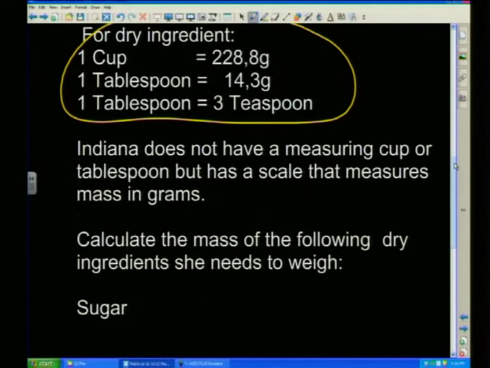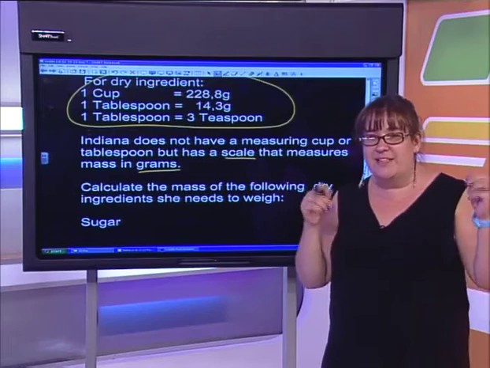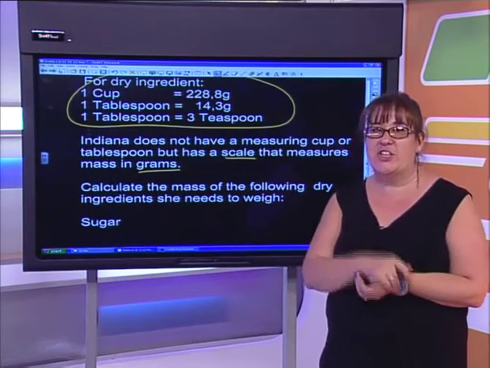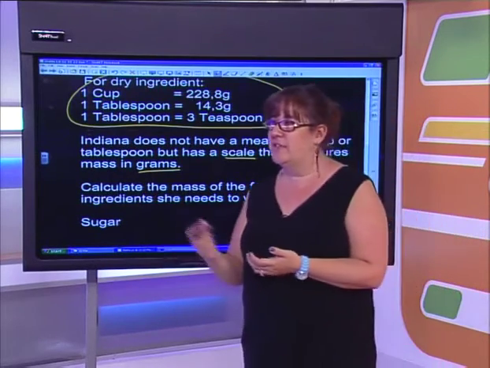Right, now Indiana does not have a measuring cup or tablespoon, but she has a scale that measures mass in grams. So my guess is we're going to have to help Indiana out to convert some of these ingredients so that she can actually use them to cook.